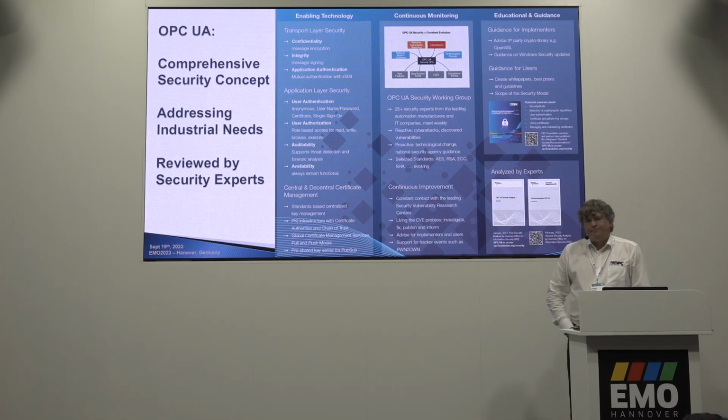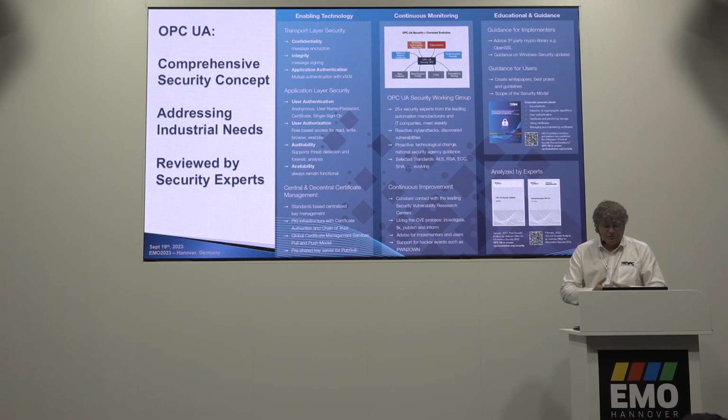Security is built on three pillars, what you see here from left to right: enabling technology, that's a technology baked in by design; then a continuous monitoring process; and education and guidance. OPC UA security is baked into the spec from the beginning, and not added just later on.